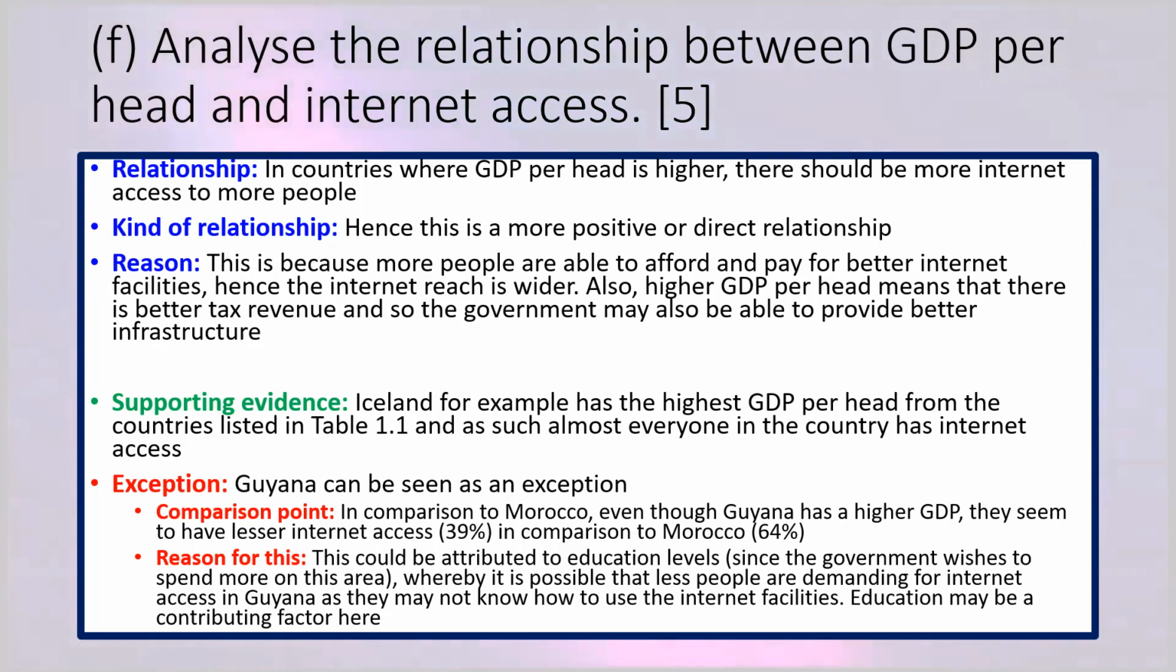But here, why is it that Guyana has got higher GDP but lower internet access? Okay, it's the opposite of what we expected. Why? Maybe education levels. Maybe it's just that people don't know how to use the internet. Not that the government doesn't want to provide, they do, but they also know that people don't know how to use the internet. So why spend so much time, effort, and money on something that people don't know how to use? You got me. Okay, so this is the format for part F. I hope this comes across clearly.